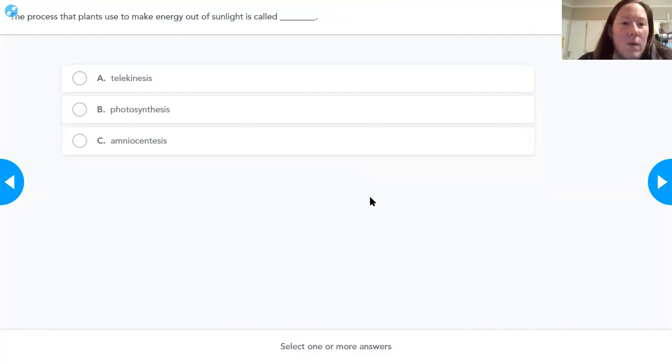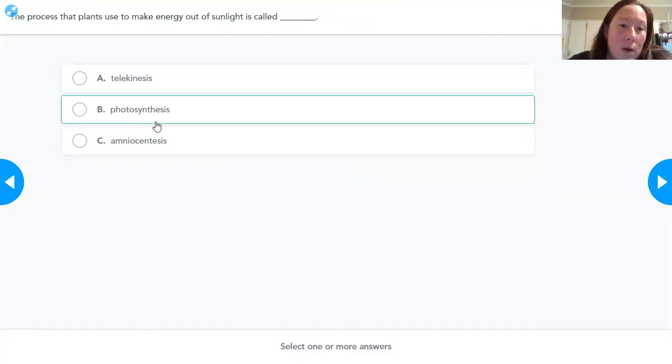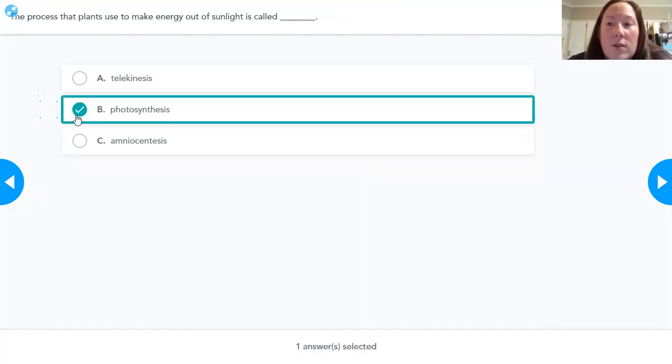Amniocentesis. Well, that's a big word too. Well, my big word idea didn't work for me. I can't really narrow it down that way. I remember that photosynthesis. So I'm going to select that one because I also wrote it down on my paper because Mrs. Morgan told me to.